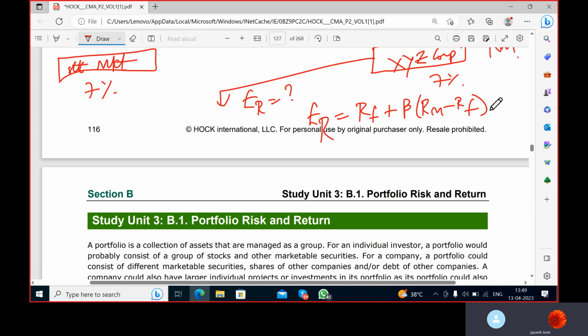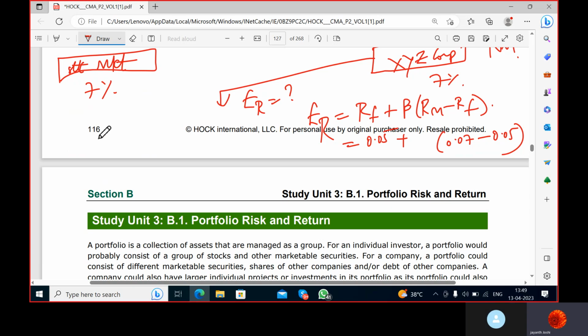Expected rate. Now, here all the things are very simply understood. Risk-free rate is 5%. That is the bank. Market return is 7%. And again risk-free rate is 5%. The only thing we do not know is beta.